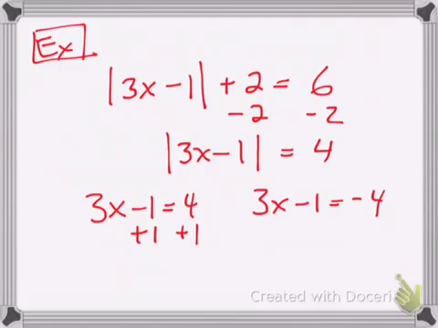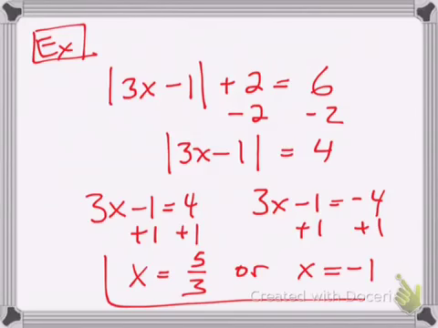Okay, 4 plus 1 is 5. Divide by 3, we get x equals 5/3. Over here, if we add 1 to both sides, we get negative 3. When you divide that by 3, you get x equals negative 1. That's the two solutions.